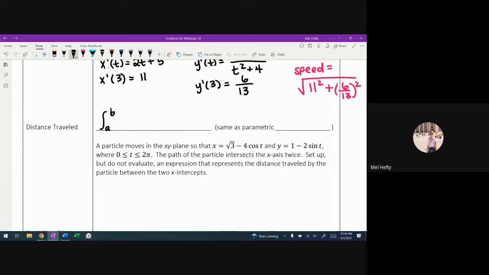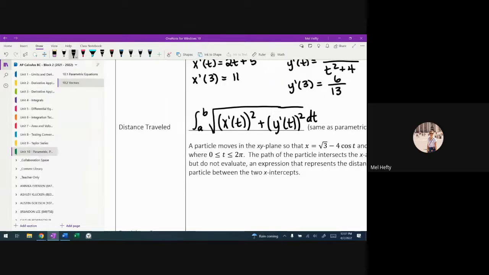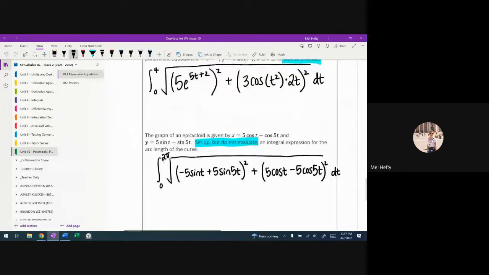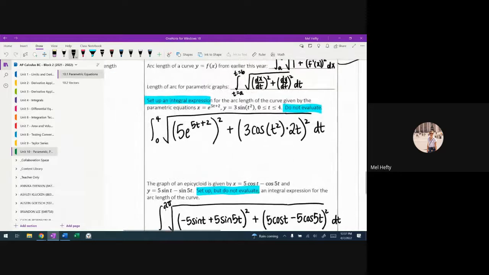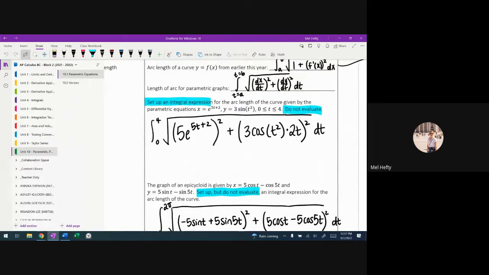So let's integrate speed. We're going to integrate the square root of x prime of t squared plus y prime of t squared dt. Now, if you're really remembering last class, this was something we learned already. I'm going to go back just to prove it, because your eyes tell me you don't believe me. Remember this guy? All right, what was that equal to?